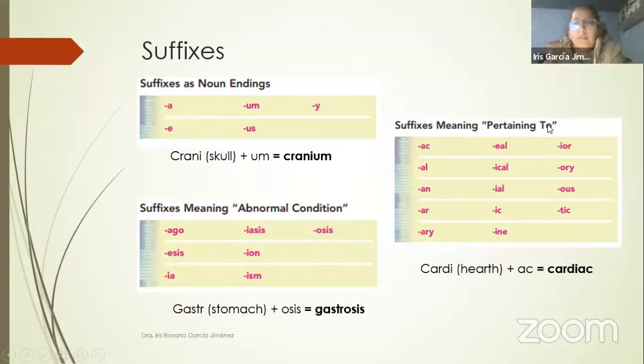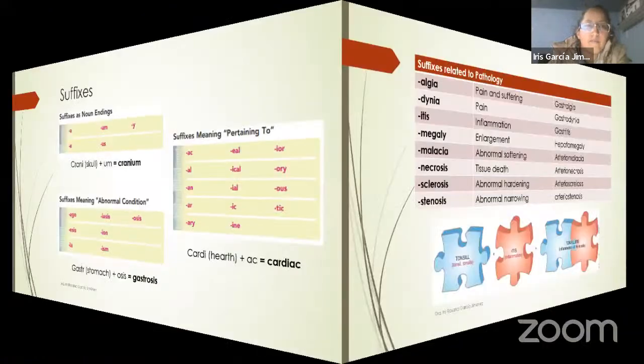Suffixes meaning pertaining to, we have all of these, 14 suffixes. Cardi, that is heart, plus AC, cardiac. This medical term belongs to the heart. So we have to consider this, okay? It's an informative slide, but it's very useful when you are reading medical terminology, and it's easy to prepare and to check when you have a doubt about it. That's why we are using this.